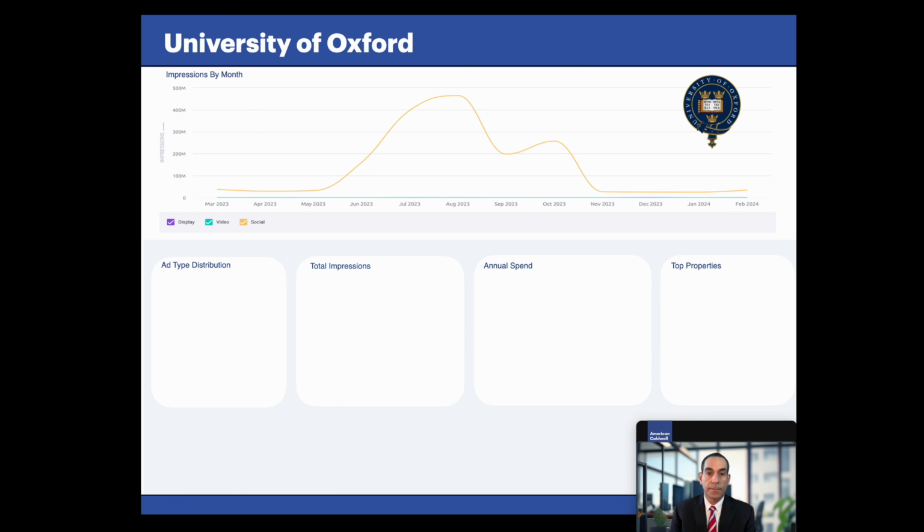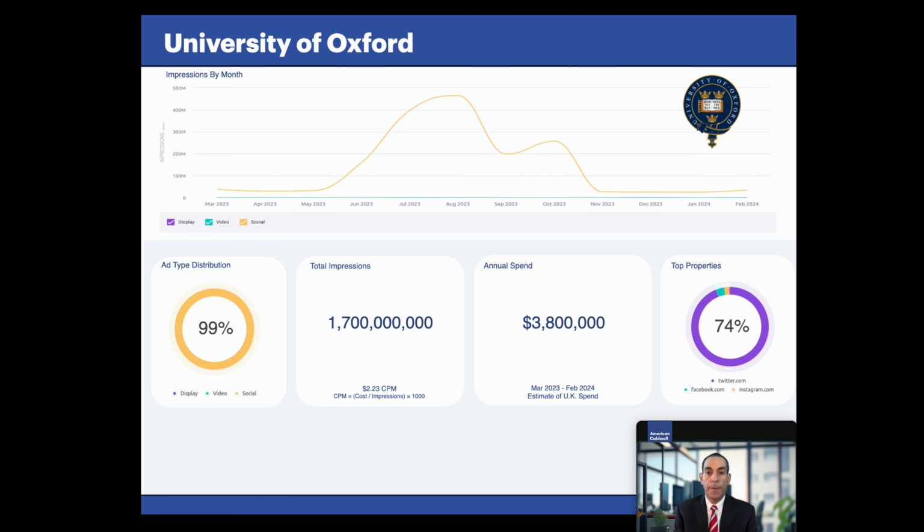Next up, we have University of Oxford. As you can see here, the monthly spend, and not monthly spend, but the monthly number of impressions starts to ramp up in June, and then July with a peak in August, comes down a little bit in September, and then October, and then drops considerably for November and December.